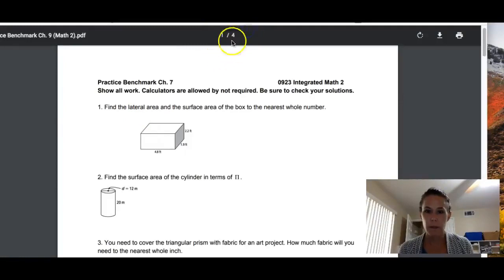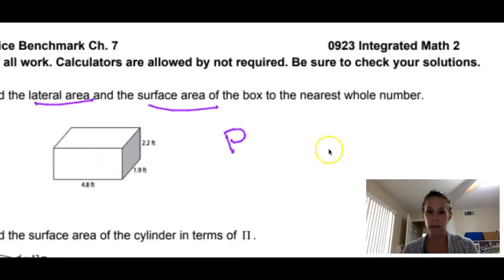And here we go. All right, we're going to look at the lateral area and the surface area of this box to the nearest whole number. So let's go ahead and look at the lateral area first. The lateral area is all the sides, not the top or the bottom. And we know the lateral area formula for a prism is just the perimeter of the base times the height. Now you could go ahead and do the area of this face, this side times this side, then do the back and then this side and this side. Or you can take a shortcut and do the perimeter of the base times the height.